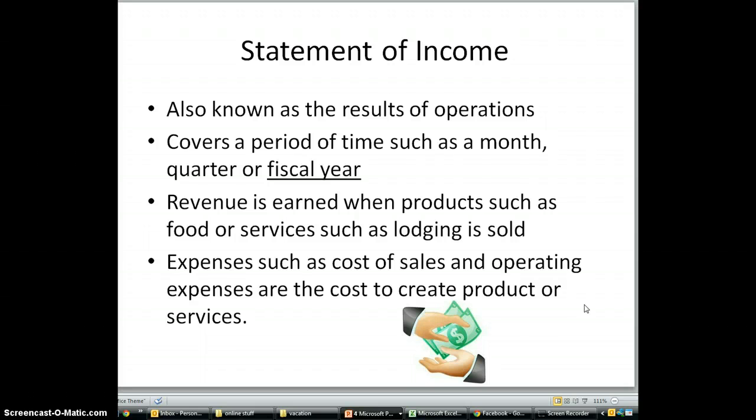My husband works for FedEx. Their fiscal year end is May 31st. They like to stay away from December and January because that's their very, very busy time of the year.